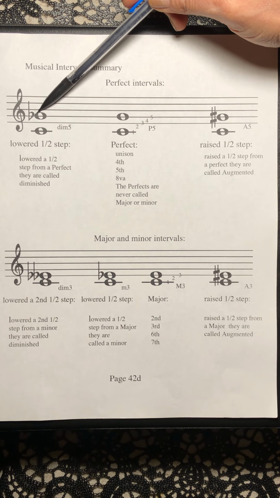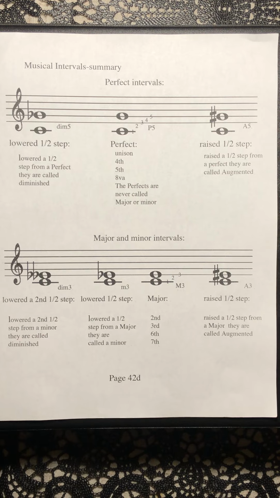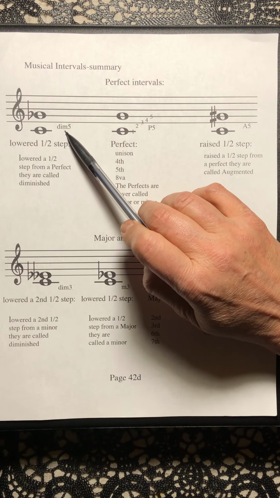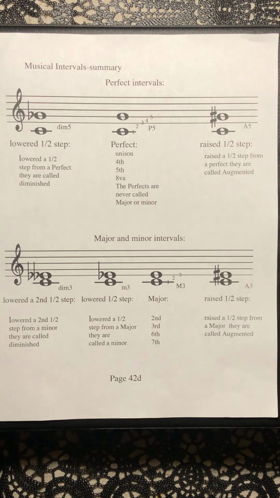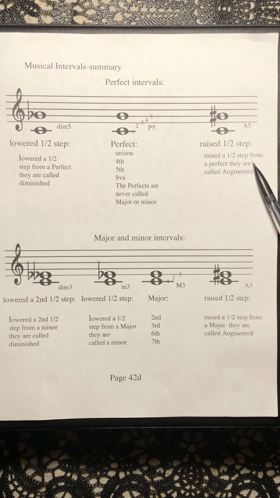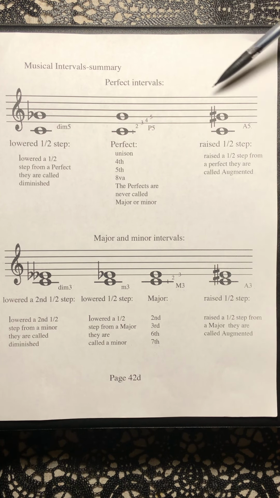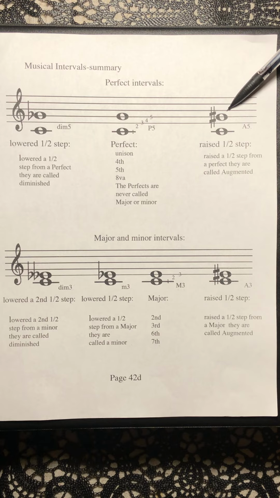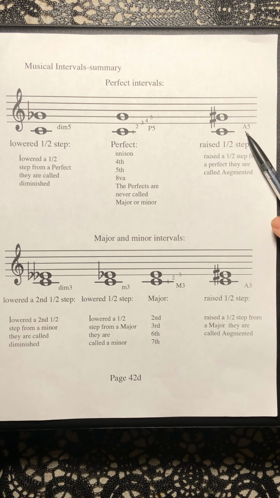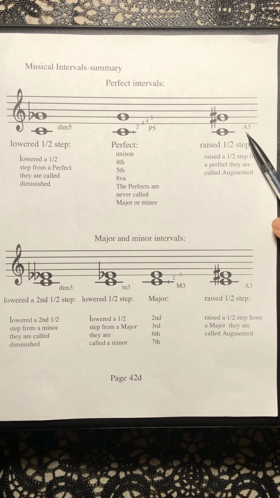Now let's take a look at what happens when we lower the top note from G down half a step to G flat. Lowered half a step from the perfect, they are called diminished. C to G flat is called a diminished fifth, small dim. And here we have raised half a step. Raised half a step from the perfect, they are called augmented. We raised the G up half a step to G sharp, and we call it augmented fifth. Capital A means augmented, augmented fifth.